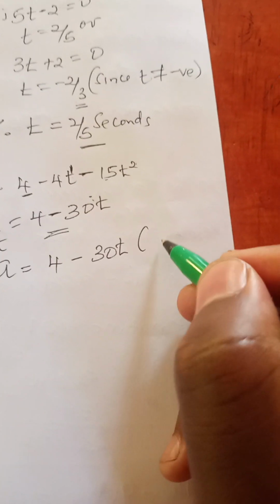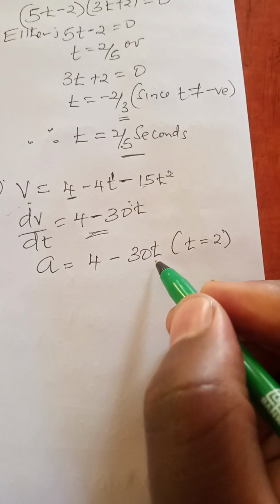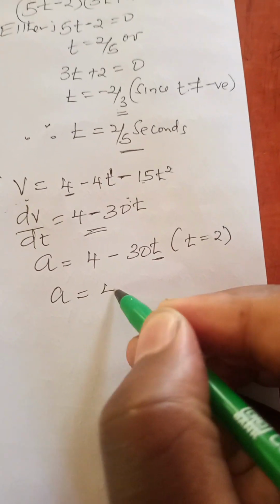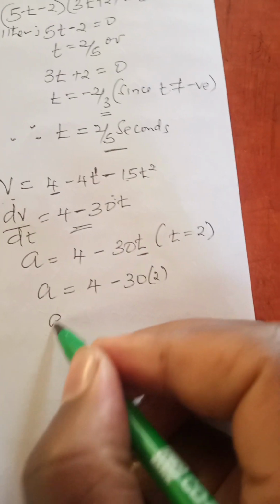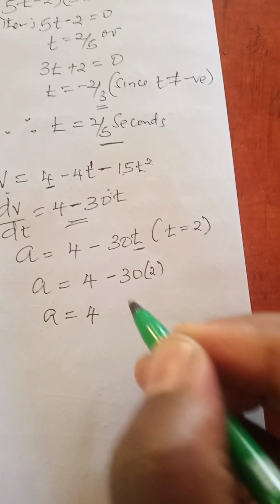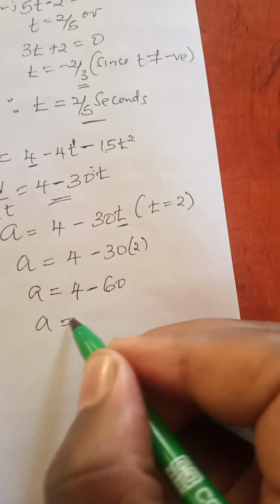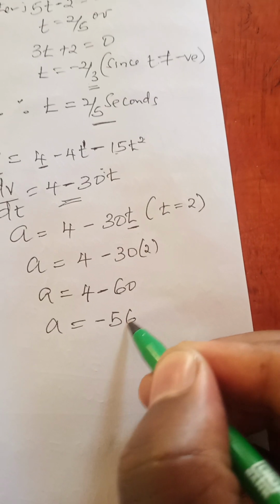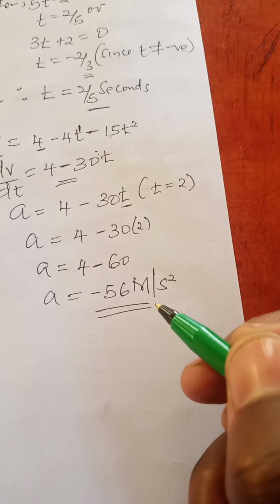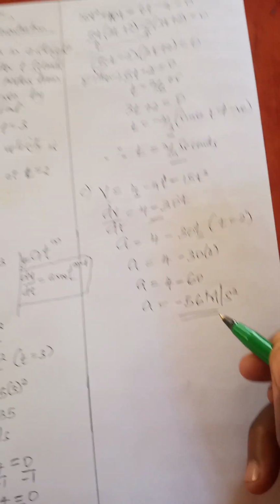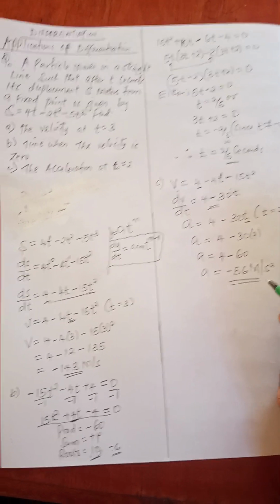We need to find acceleration when t is equal to 2. So if we substitute where there is t, we put 2, acceleration will be given as 4 minus 30 multiplied by 2. So acceleration will be 4 minus 60, which of course will give us negative 56 meters per second squared. So that should be our acceleration. Then that sums up our problem. So we've fully solved our problem.